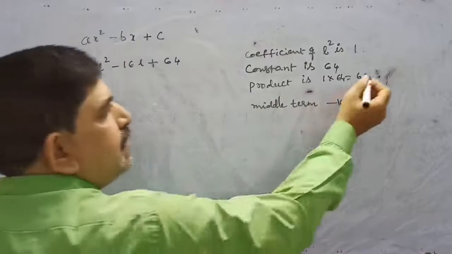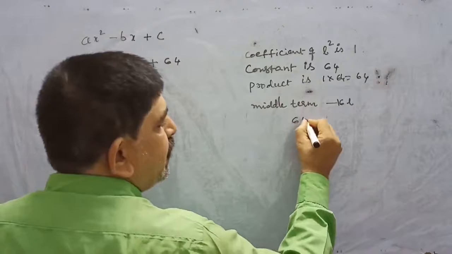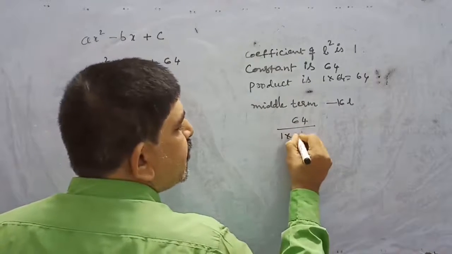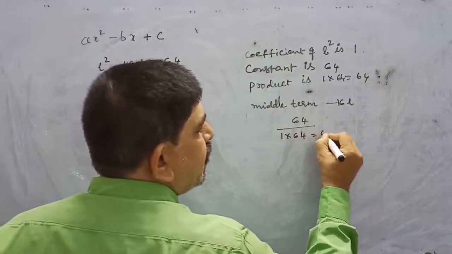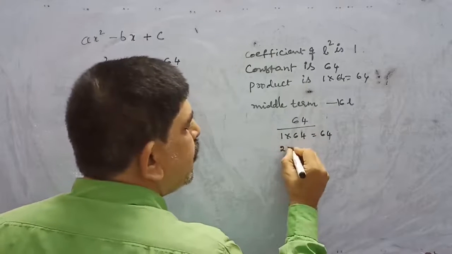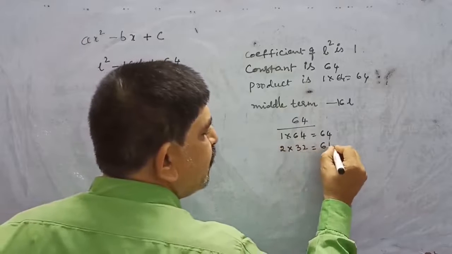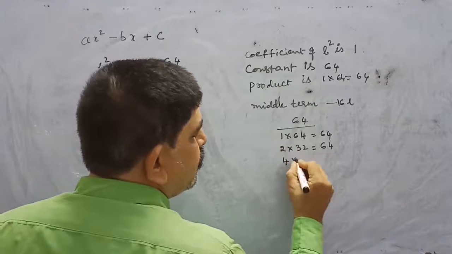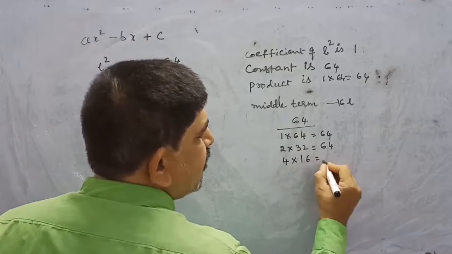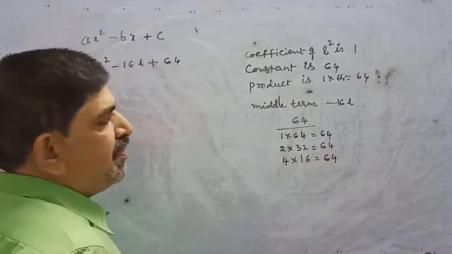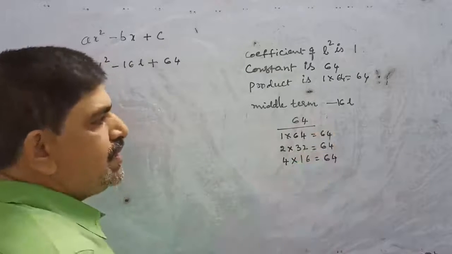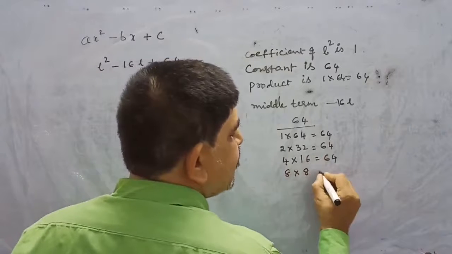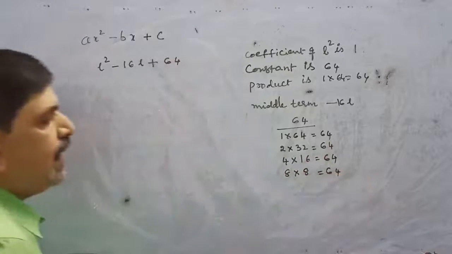Now we have to write the factors of 64. 1 into 64 is 64. 2 into 32 is 64. 3 doesn't go. Next 4. 4 times 16 is 64. 5 doesn't go. 6 doesn't go. 7, no. 8 eights are 64.